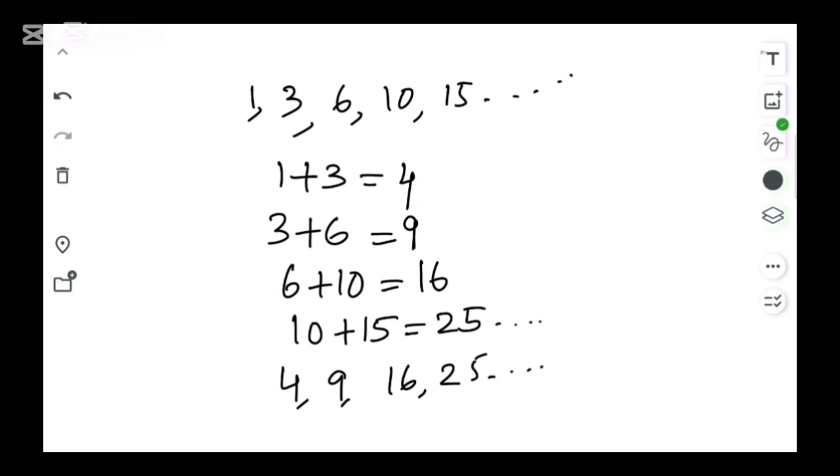Can you identify this pattern? What kind of numbers are these? Yes, that's right. These are called square numbers.